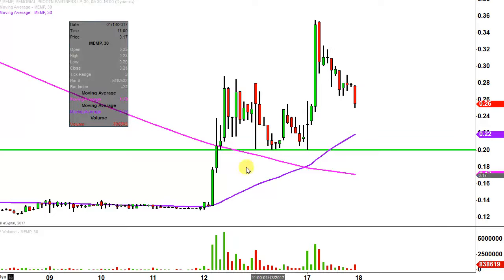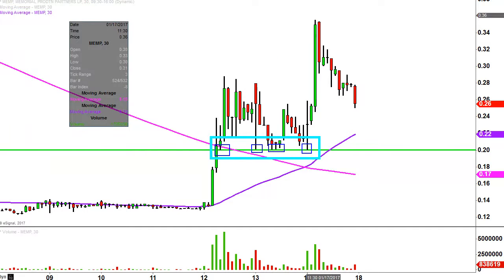Well, I'm not going to count the number of times, but you can see numerous occasions the bears have tried to press down through that 20-cent level, and each and every time the bulls have held strong and said, nah, bears, we're not going to let you make any further progress. So 20 cents has a very solid history of holding as support. So in the event it gets tested again, you definitely want to see this history continue to repeat itself.